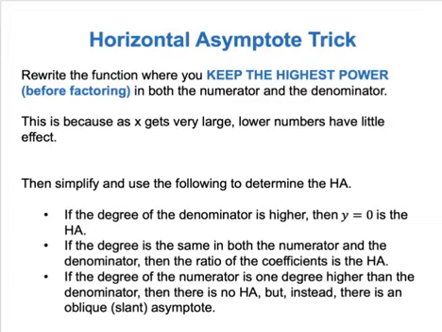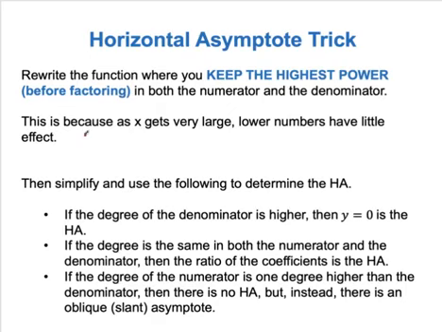Now that we've discussed what a horizontal asymptote is, let's go over the horizontal asymptote trick for rational functions, which helps us determine the location of horizontal asymptotes. The first part of this trick is to rewrite the function where you keep the highest power before factoring in both the numerator and the denominator. This is because as x gets very large, lower powers have little effect.